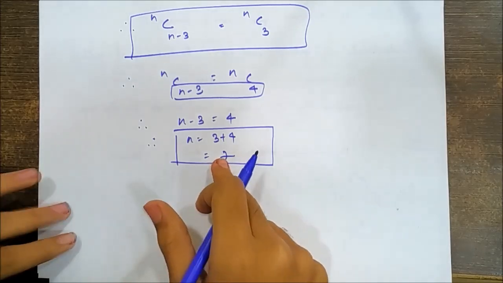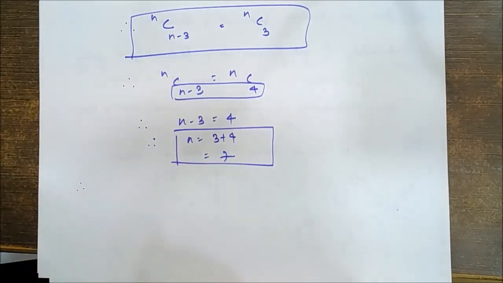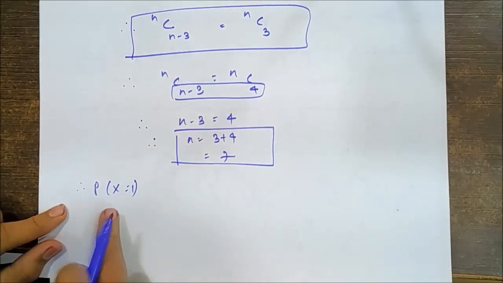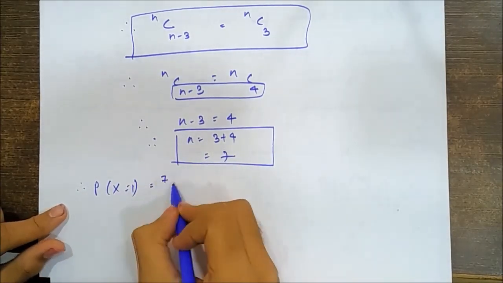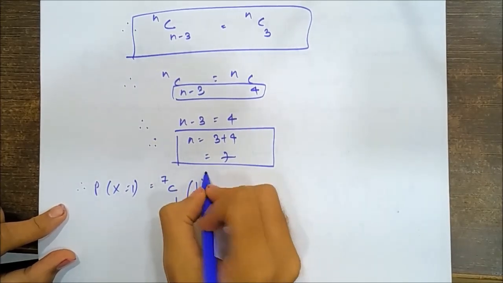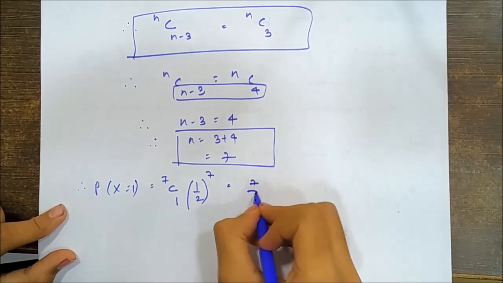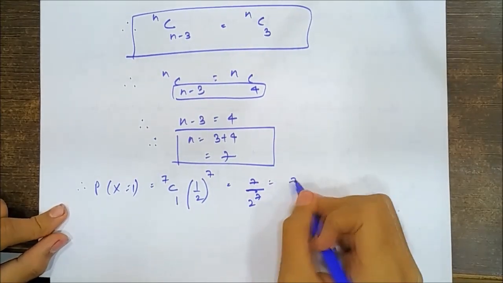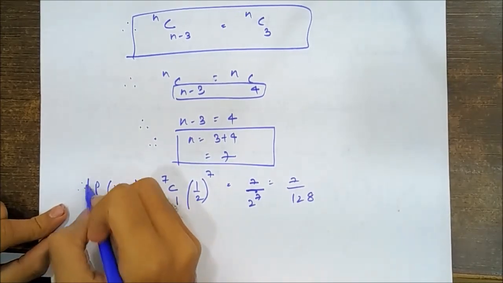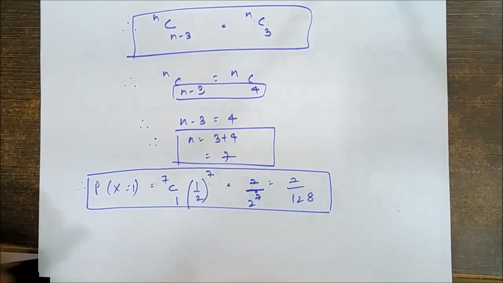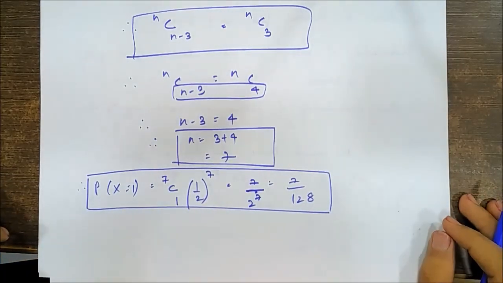So now what we have to find is the probability of getting an even number exactly one time, that is P(X equal to 1). Okay, so that is nothing but 7C1 (1/2)^7, that is 7 divided by 2 to the power 7. So 7/128 is the final answer. That is the probability of getting an even number exactly one time is 7/128.